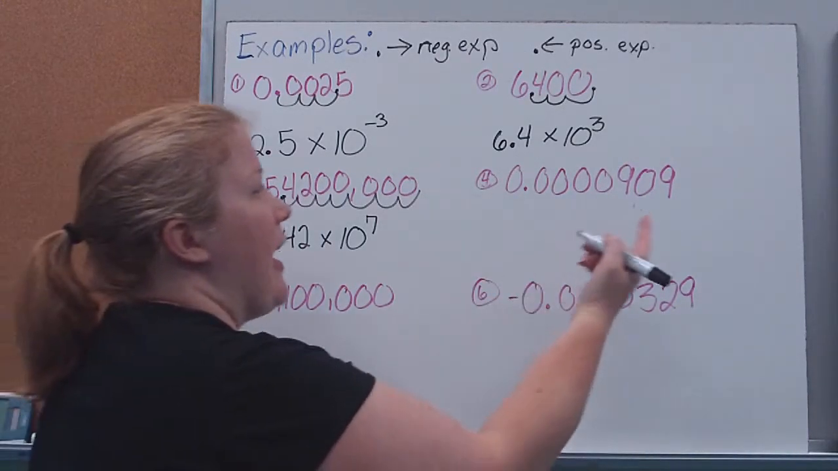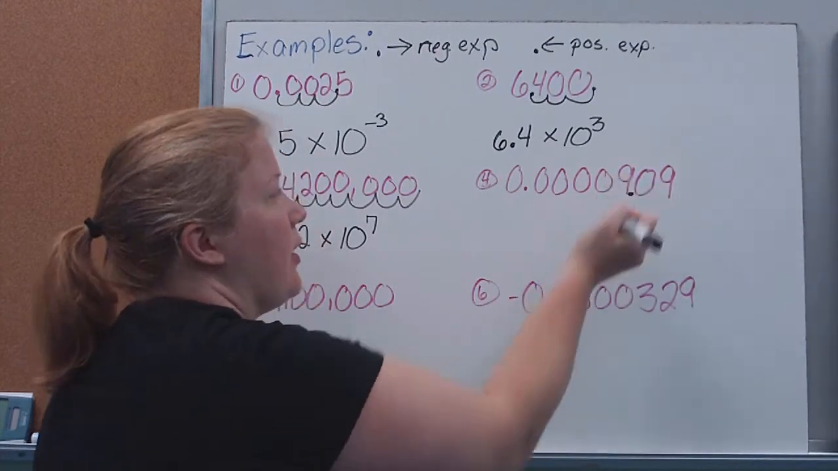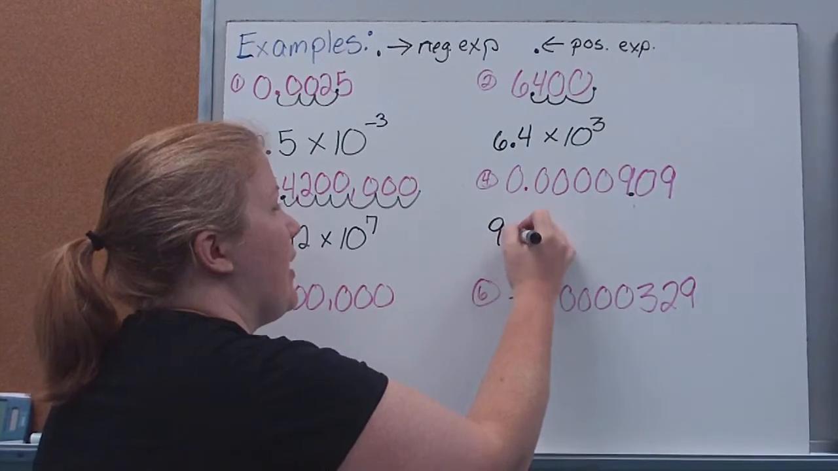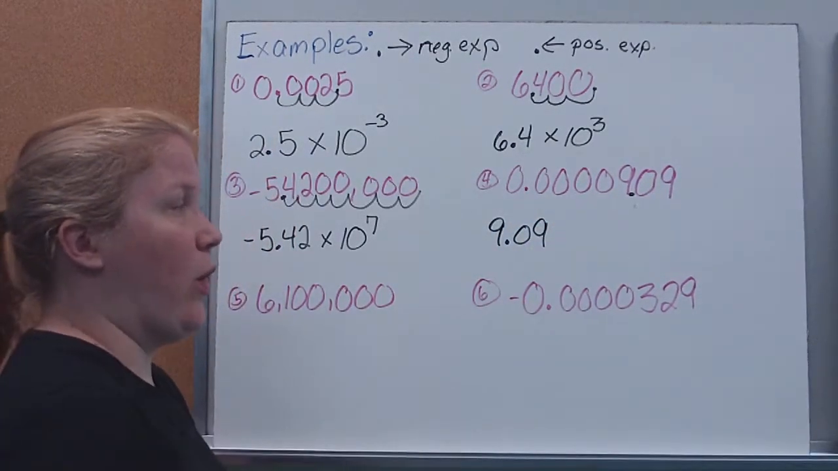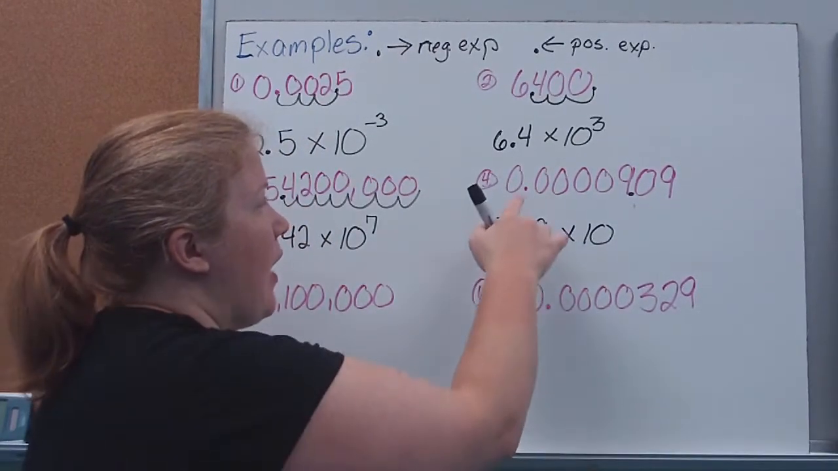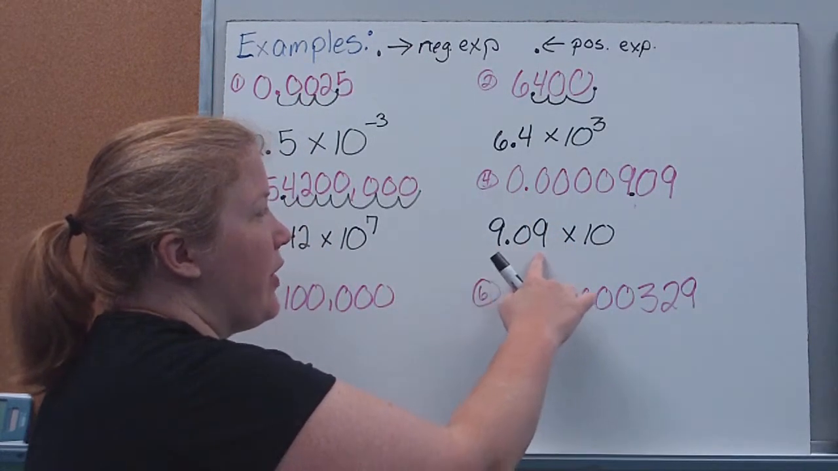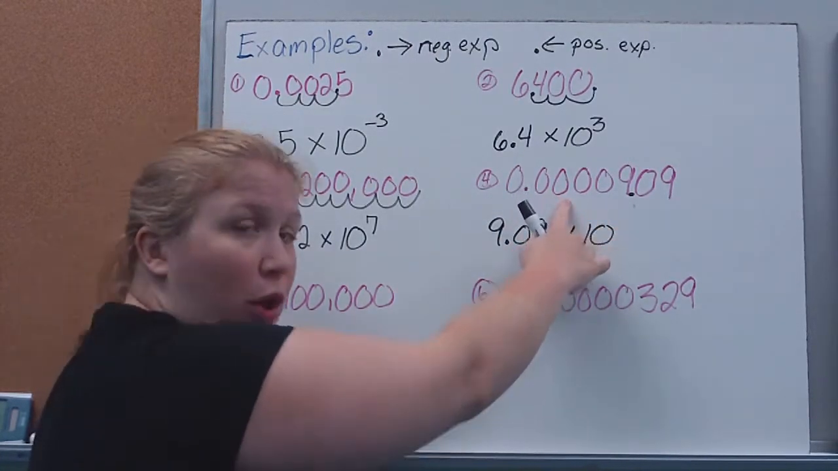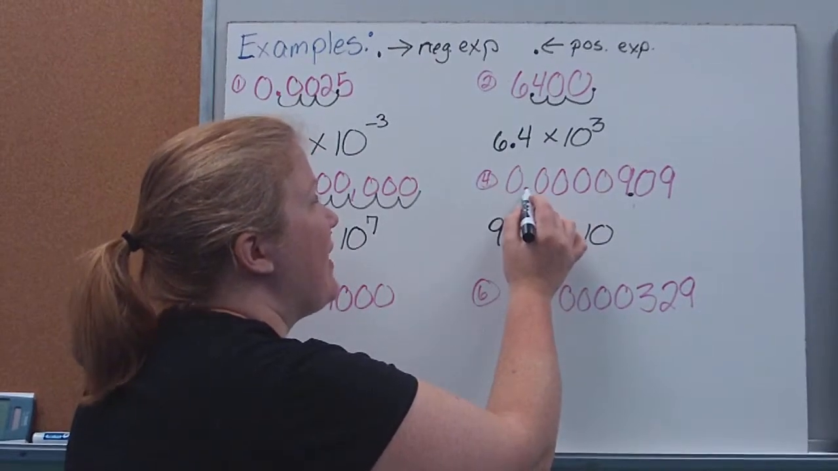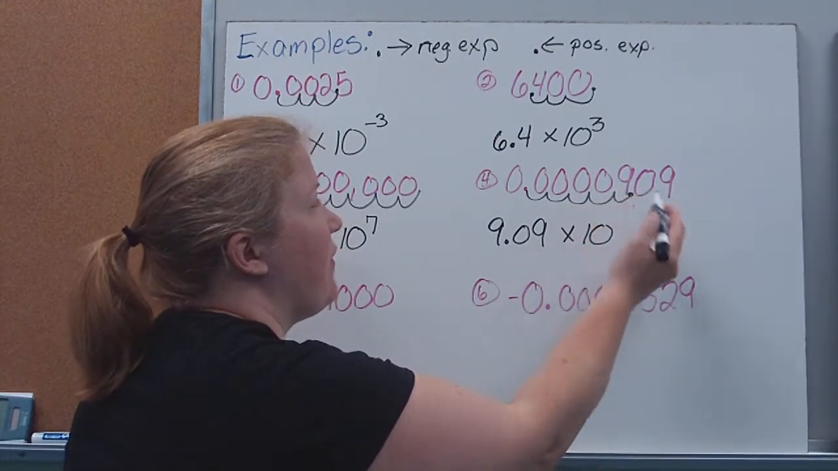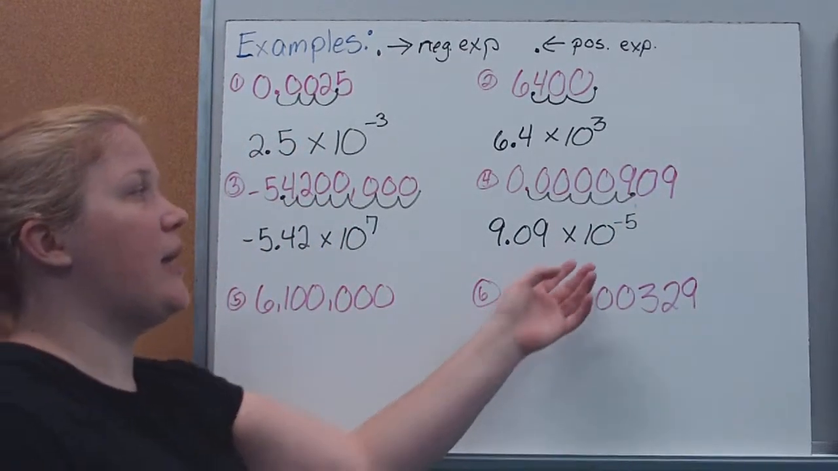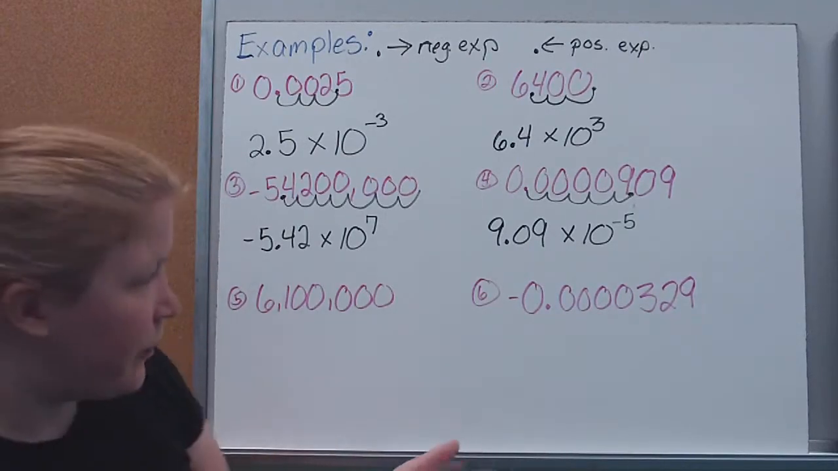All right, over here again, where are we going to place our decimal to make it between 1 and 10? 9.09 is less than 10, greater than 1. Then I just need to determine my exponent value. Again, notice I have 9.09, so I'm going to a smaller number, so that means it's going to be a negative exponent. How far did I move my decimal? 1, 2, 3, 4, 5 places, 10 to the -5th. So it's 9.09 times 10 to the -5th.